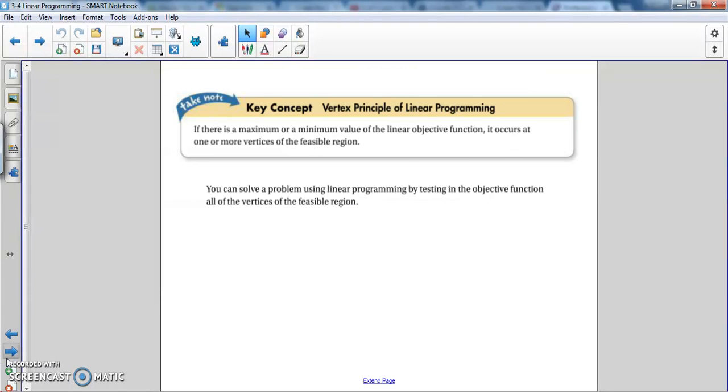So a key concept: if there is a minimum or a maximum of the linear objective function, it occurs at one or more of the vertices of the feasible region. So we can solve a problem using linear programming by testing in the objective function all of the vertices of the feasible region. Once we know which one gives us the highest value or the lowest value, that will give us our vertex.